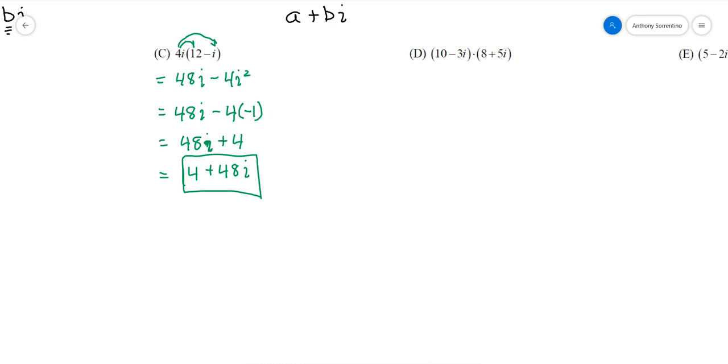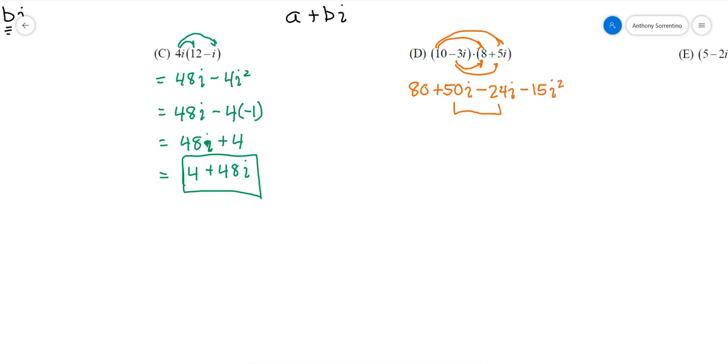This one here, 10 minus 3i times 8 plus 5i. I'm going to distribute again. So the 10 gets distributed. I'm going to have 10 times 8, which is 80, plus 50i. And then this gets distributed to both. So negative 3i times 8 is a minus 24i. And negative 3i times 5i is a minus 15i squared.